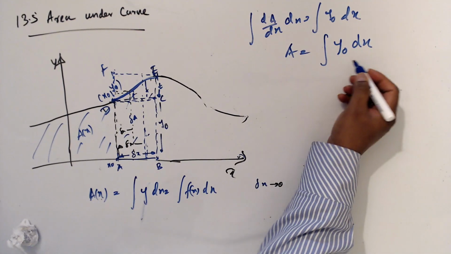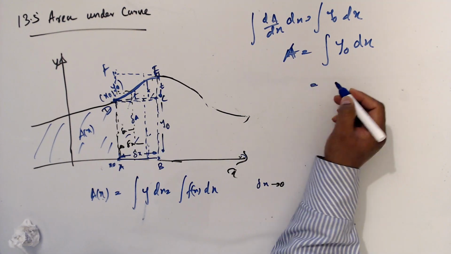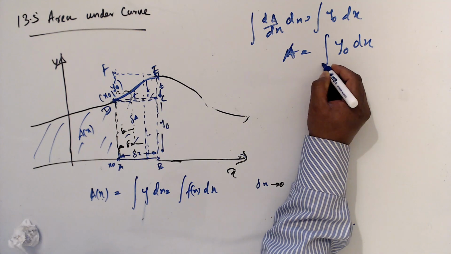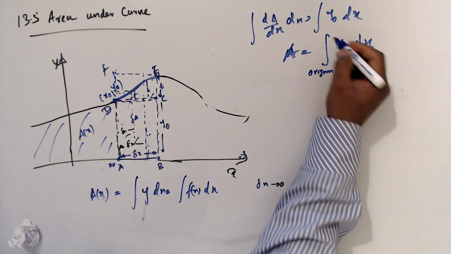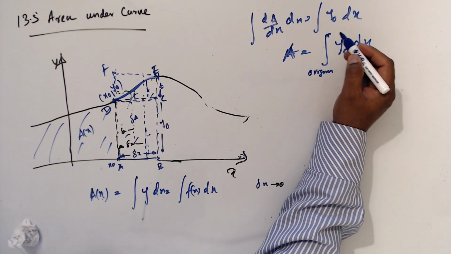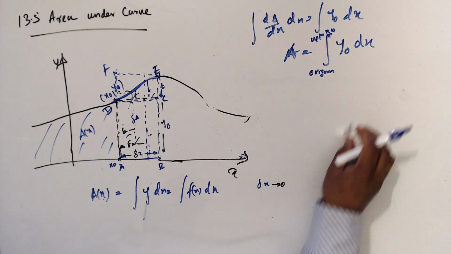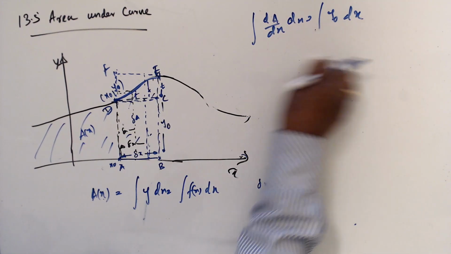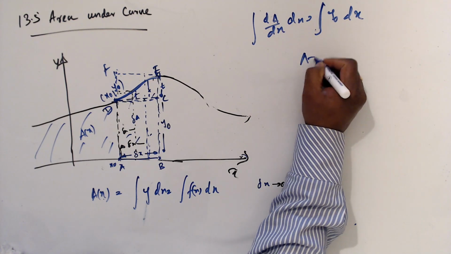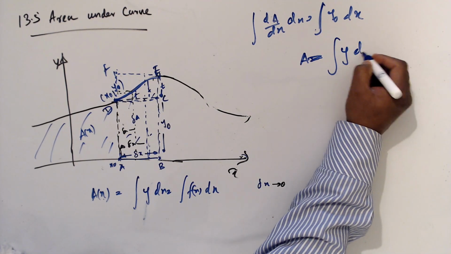Now, what is the meaning of this one? This area, how do you find it? We have to integrate from the origin up to x naught. But to give the right idea, I will come to a general version now. So this is A, and instead of y naught, I will take y dx. Now it is more meaningful.